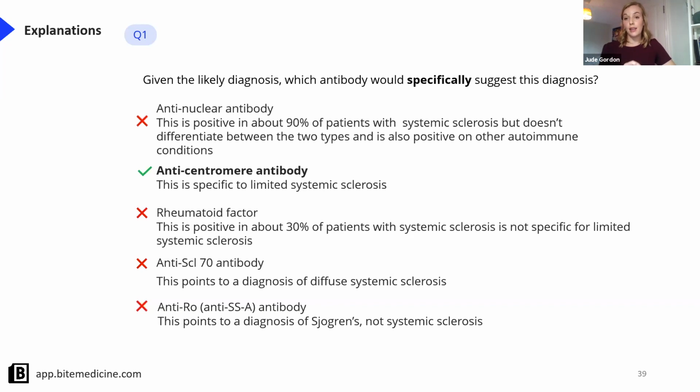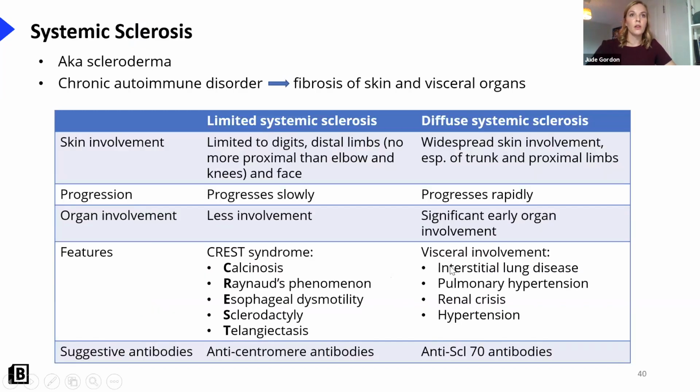The antibody in this case is describing limited systemic sclerosis, and the antibody that's linked to that is the anti-centromere antibody. So that's the correct one. But the anti-Scl70 antibody is linked to the diffuse type. So that's not right, but you're not far off, because it is linked to a different form of systemic sclerosis. It's a chronic autoimmune disorder that leads to fibrosis of the skin and also the visceral organs, particularly in the diffuse type. It's again a common question to differentiate between the two types.